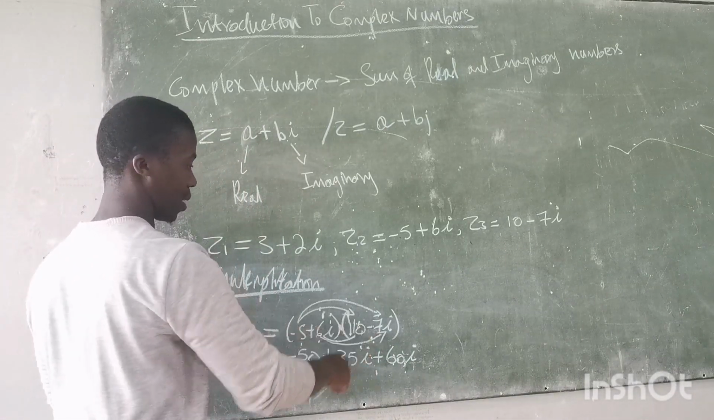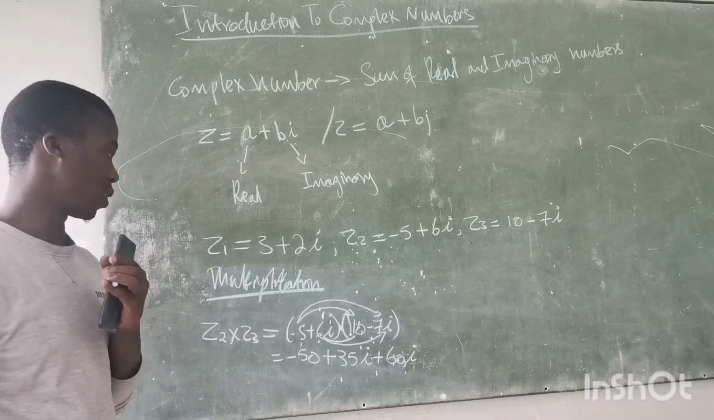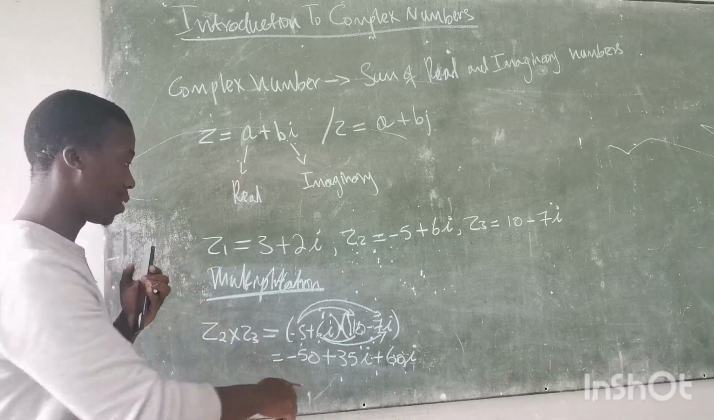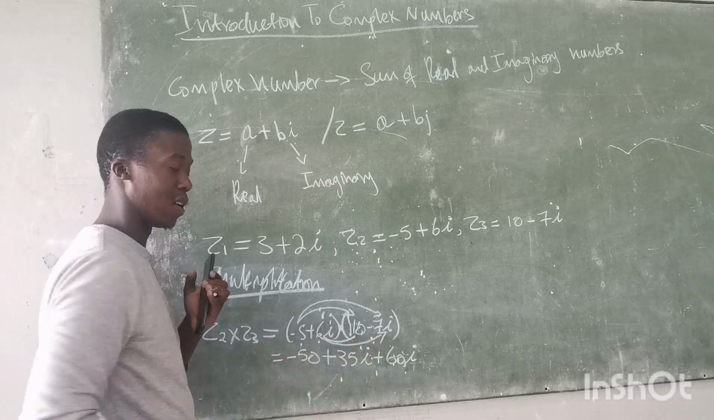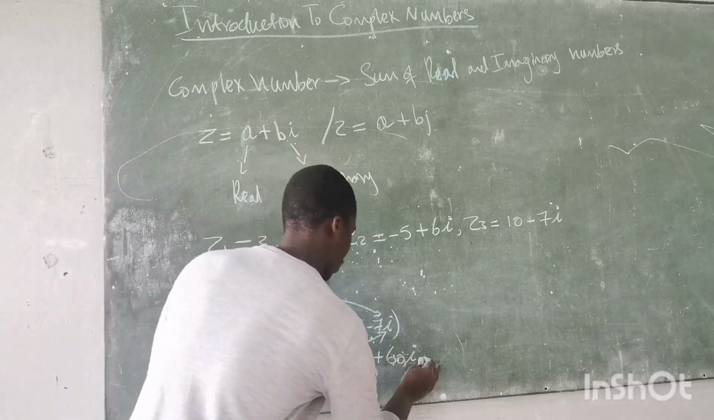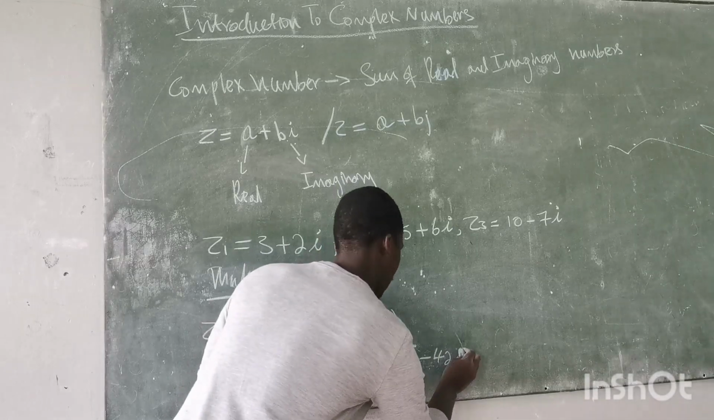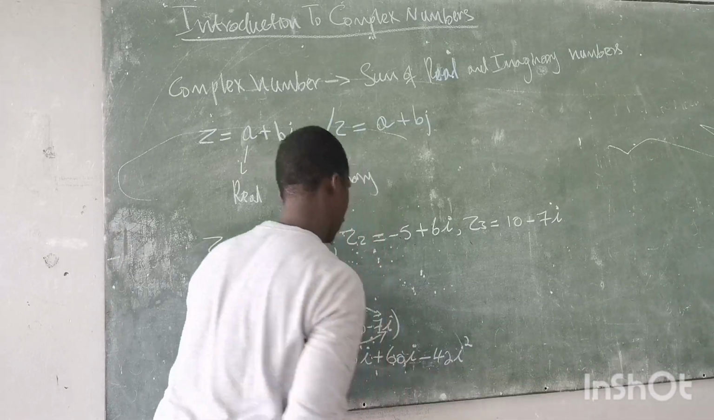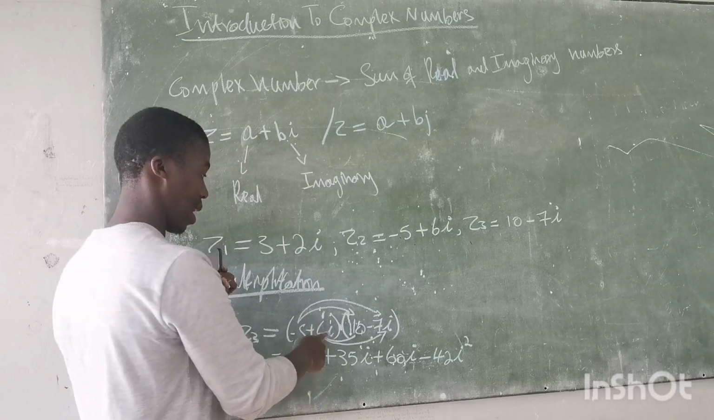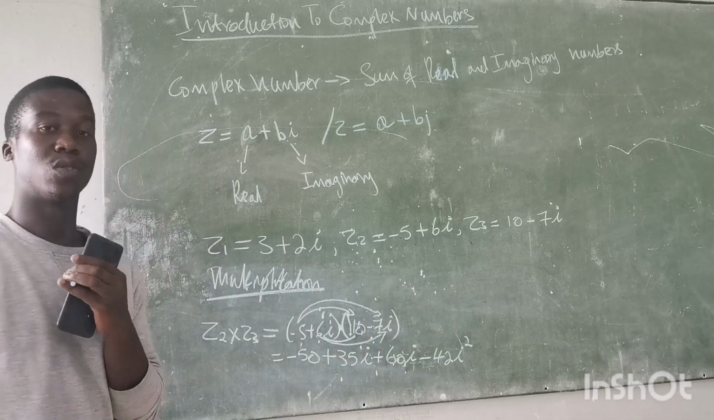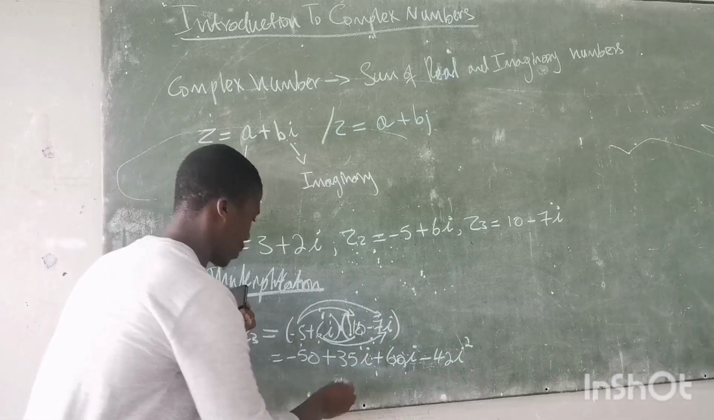So 6 times 7 is going to give us 42. Take note of the signs. This one is positive and the other one is negative. So we're going to get negative 42i squared. Remember, we are multiplying. i times i is going to be i squared, right?